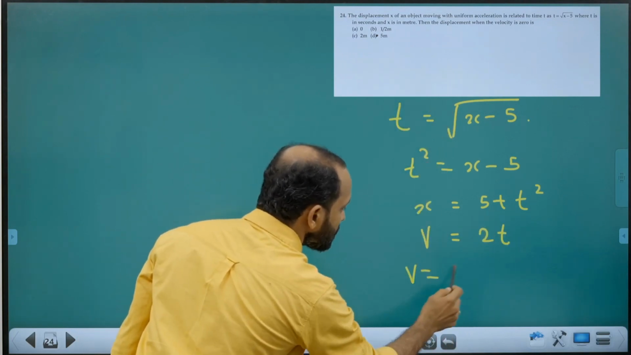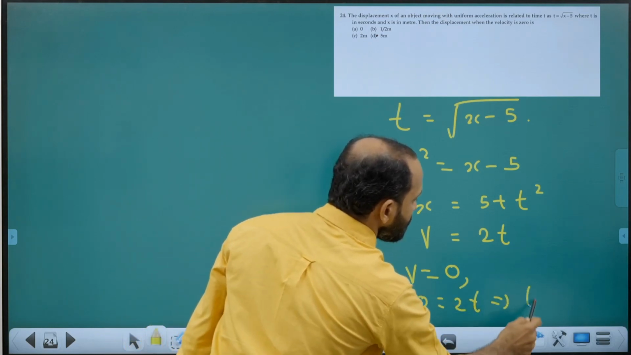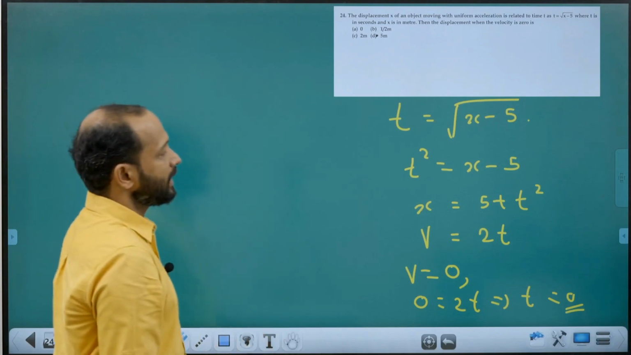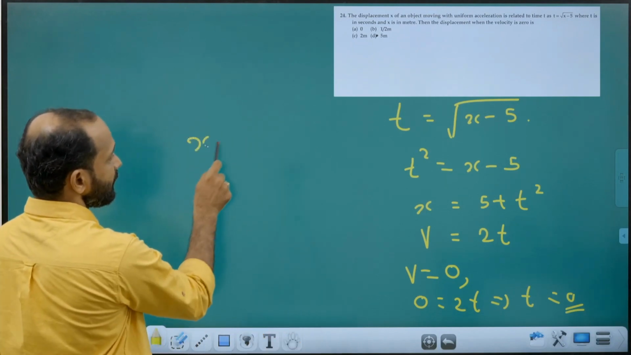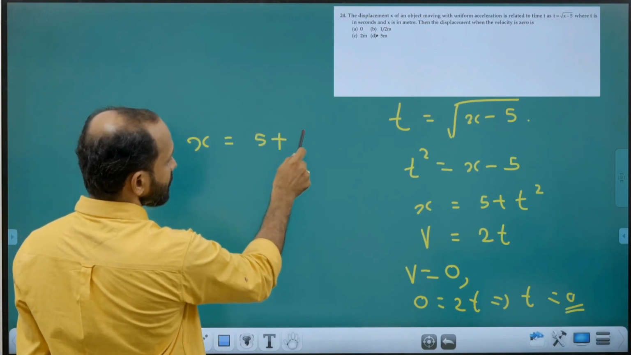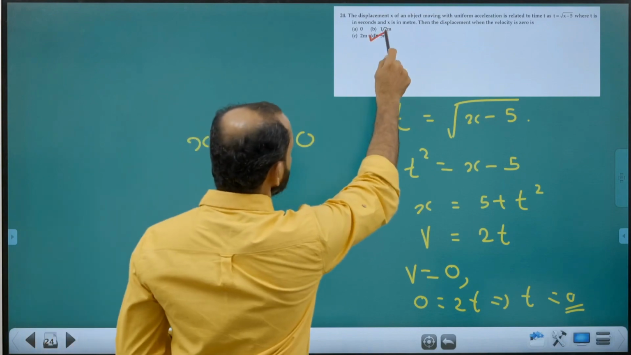You have to know the displacement when the velocity is 0. So you put velocity equal to 0. That means 0 is equal to 2t, which implies t equal to 0. That is, at t equal to 0 itself, velocity is 0. Now what is the displacement? x is equal to 5 plus 0, that is equal to 5. So the correct answer is option D.